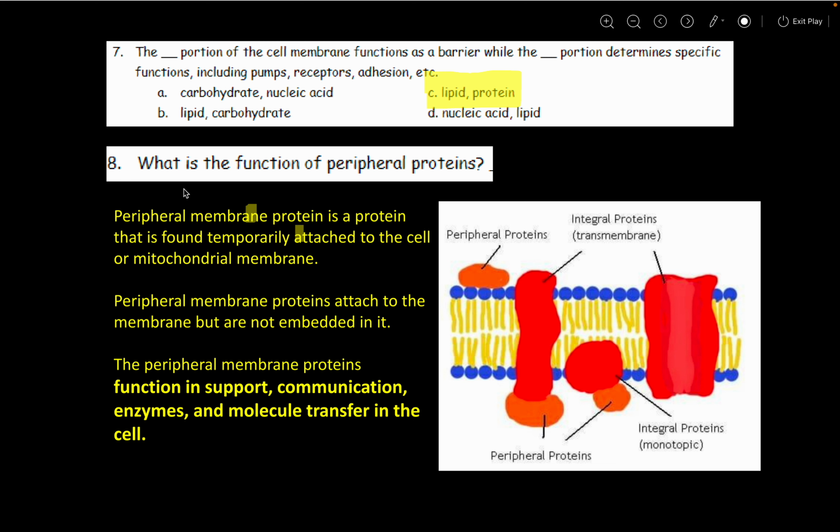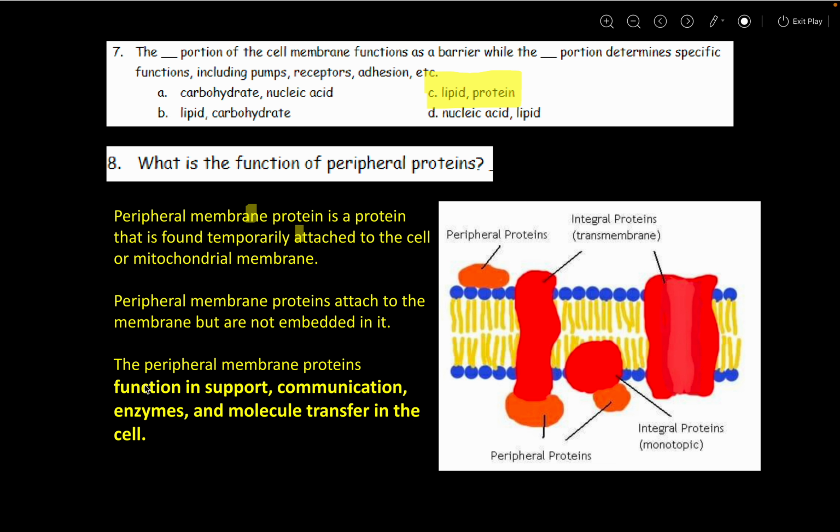Number 8, what is the function of peripheral proteins? A peripheral protein is a protein that is found temporarily attached to the cell or mitochondrial membrane. We are talking about affixing, so they are attached to the mitochondria, which is very evident in this image that I have provided.